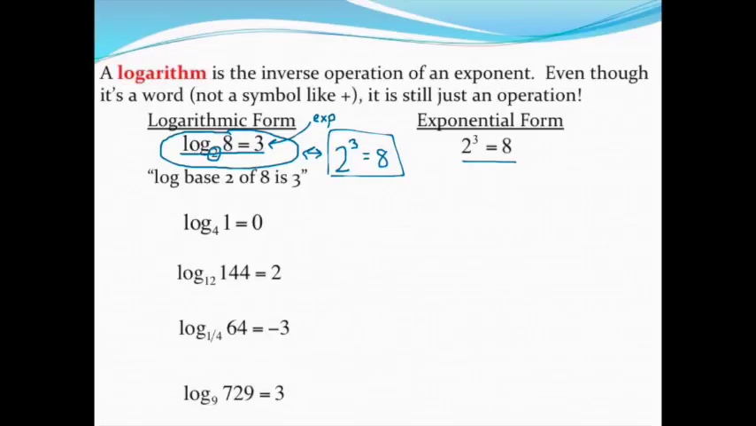And I can always check that I rearranged correctly, because 2 to the 3rd should equal 8, and yes, of course it does. So let me show you one more, and then I'll have you pause the video and try the next few on your own.